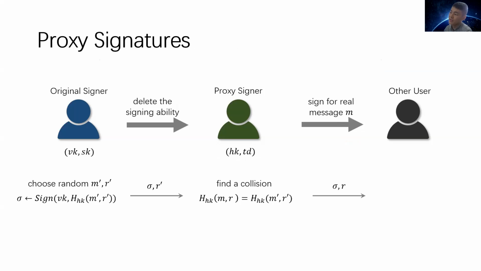Chameleon signature naturally implies a proxy signature. The proxy signer first gets sigma, R prime for some random M prime and R prime. Upon receiving the real message M to be signed, it finds a collision using the trapdoor.